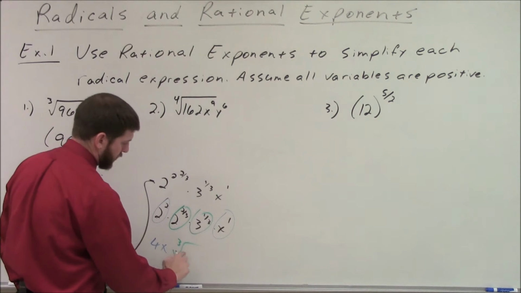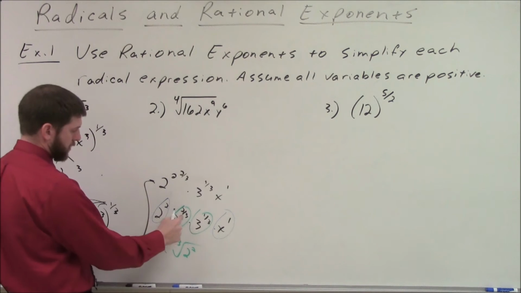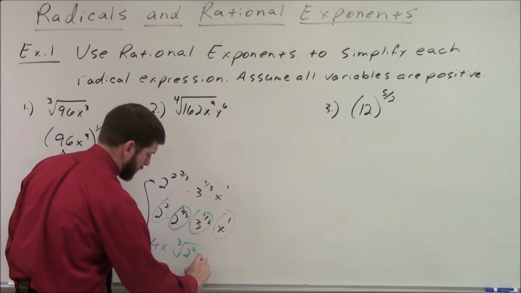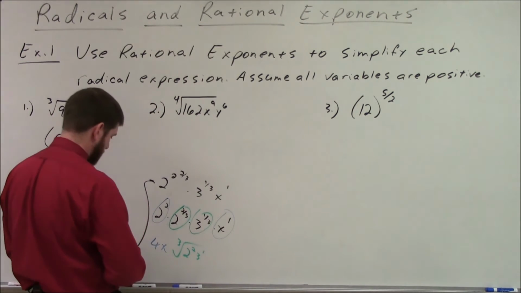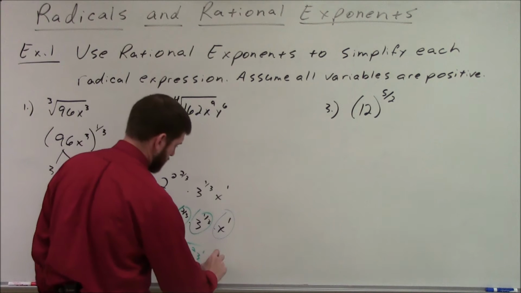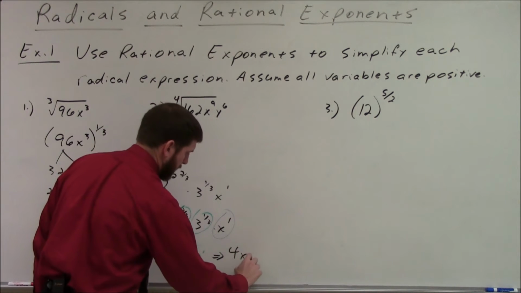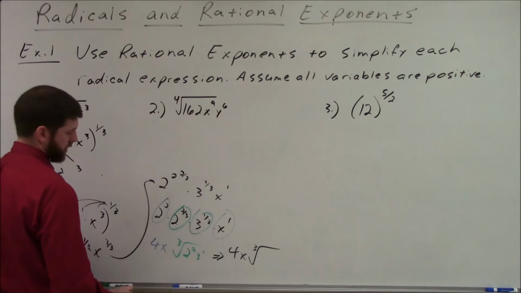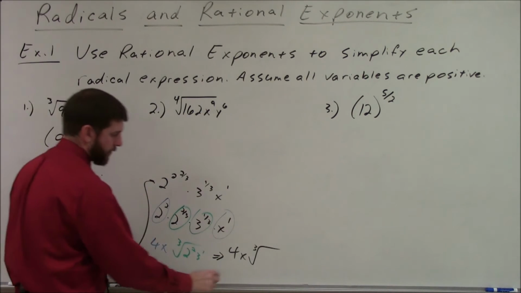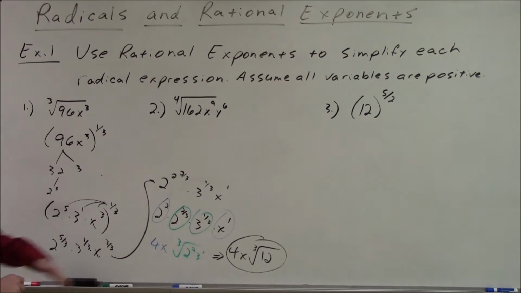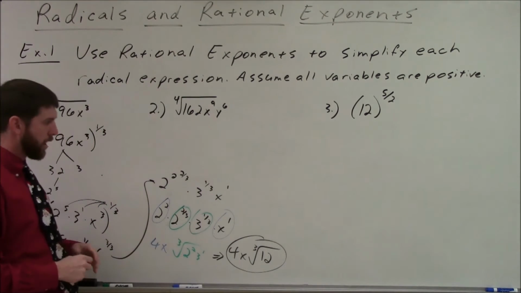So we're going to be left with the cube root of 2 to the 2nd under the cube root, 3 to the 1st under the cube root. So we end up with our final simplified expression of 2x times the cube root of 2 and 3, which is 6. So that's this expression right here.